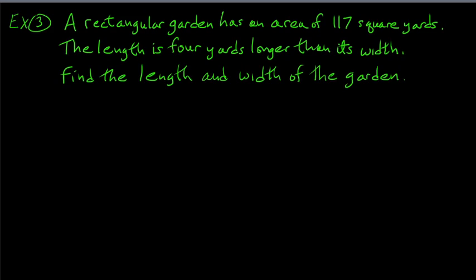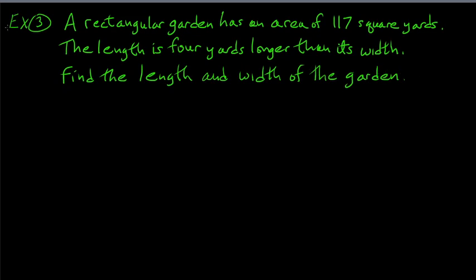Okay, so here's the next type of problem. This has to do with rectangles. In fact, it's right there in the question. We have a rectangular garden. It has an area of 117 square yards. The length of the garden is 4 yards longer than its width. So we have to find the length and width of the garden.